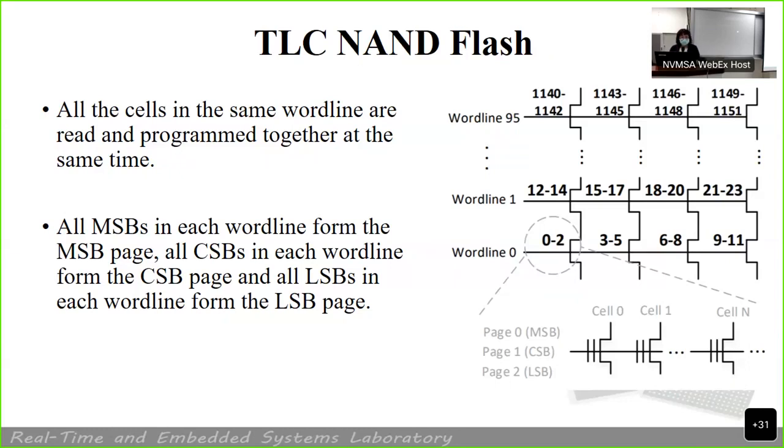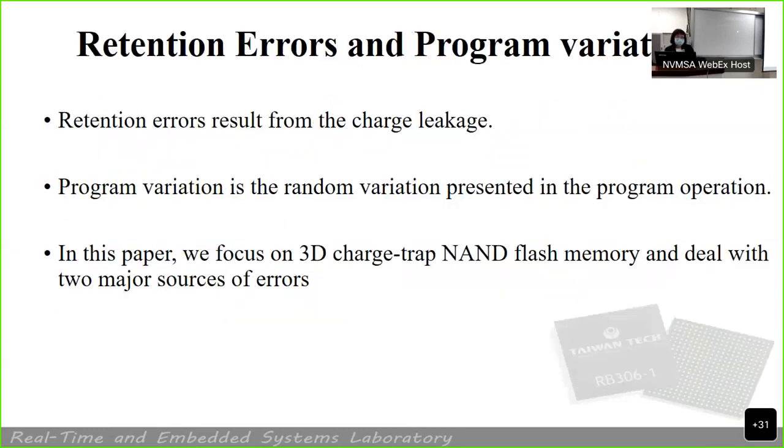Next, we are going to introduce two major sources of bit errors. Retention error results from charge leakage, which causes the threshold voltage to shift from a higher state to lower states. The retention error becomes more and more serious as the PE cycle increases. Higher states cause more shifting and incur more serious retention errors.